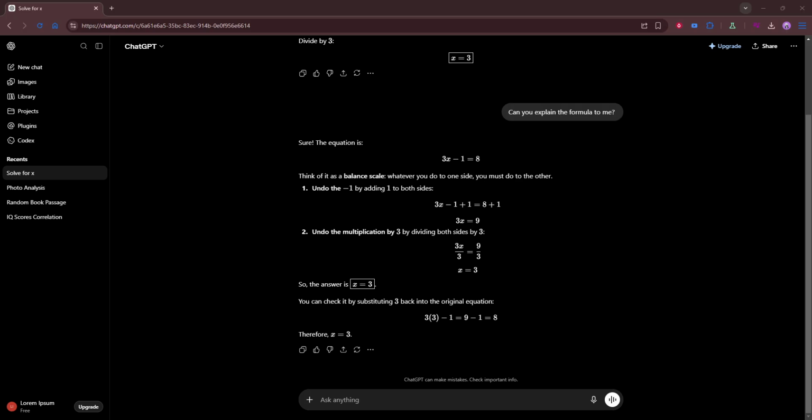The real value comes from learning how the problem is solved so you can do similar ones by yourself later. If you approach it this way, ChatGPT can be a helpful study partner for practicing math more effectively.